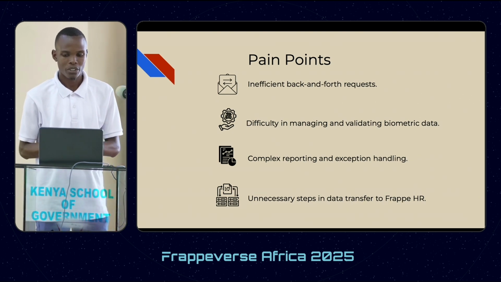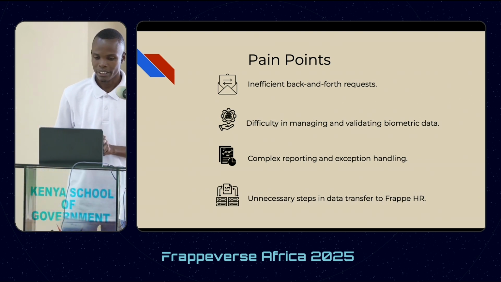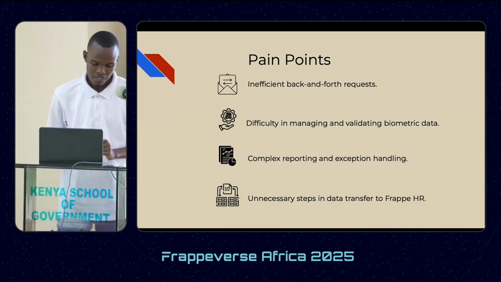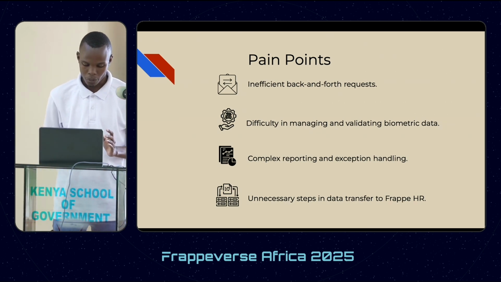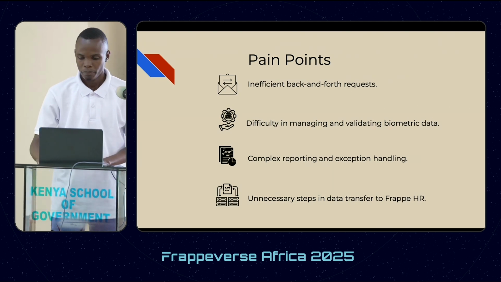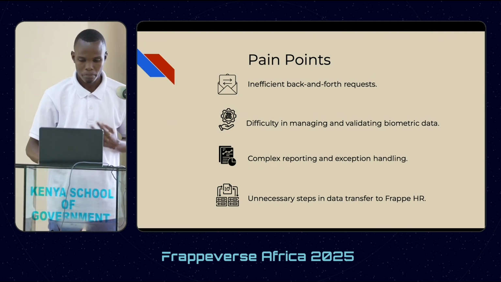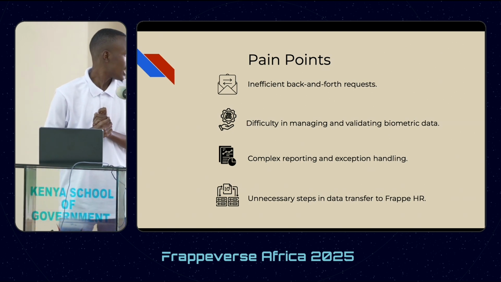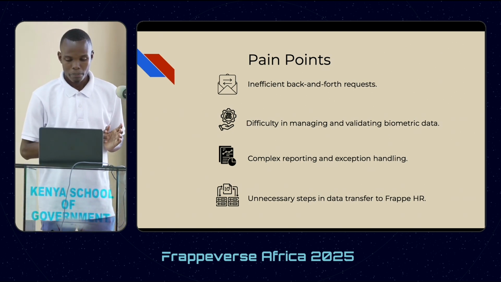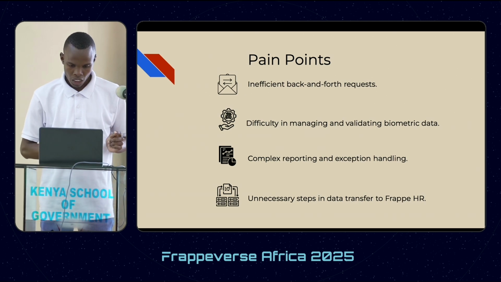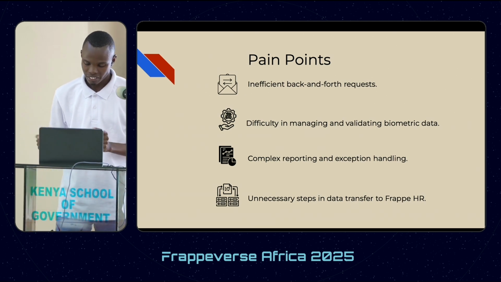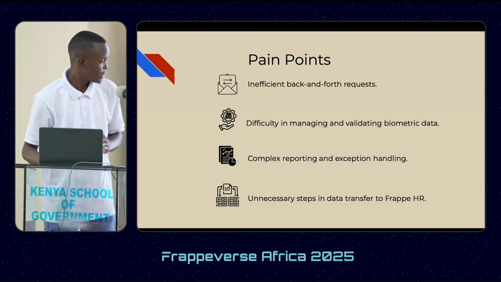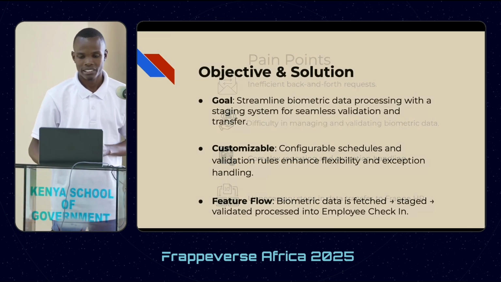Also, there is complex reporting and exception handling, whereas due to inconsistent data, some valuable data cannot be well tracked by the concerned ones. Also, there are unnecessary steps in data transfer to FRAP-HR, whereas there are redundant steps that impact time as well as complexity in data processing.